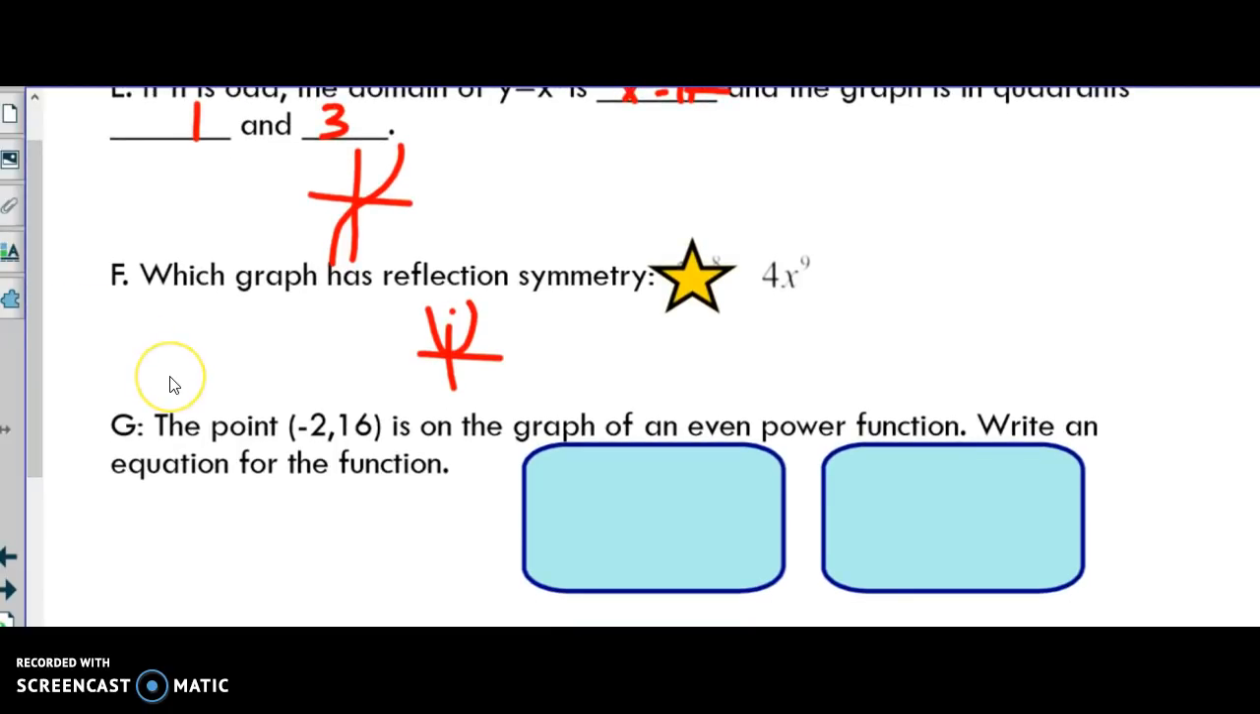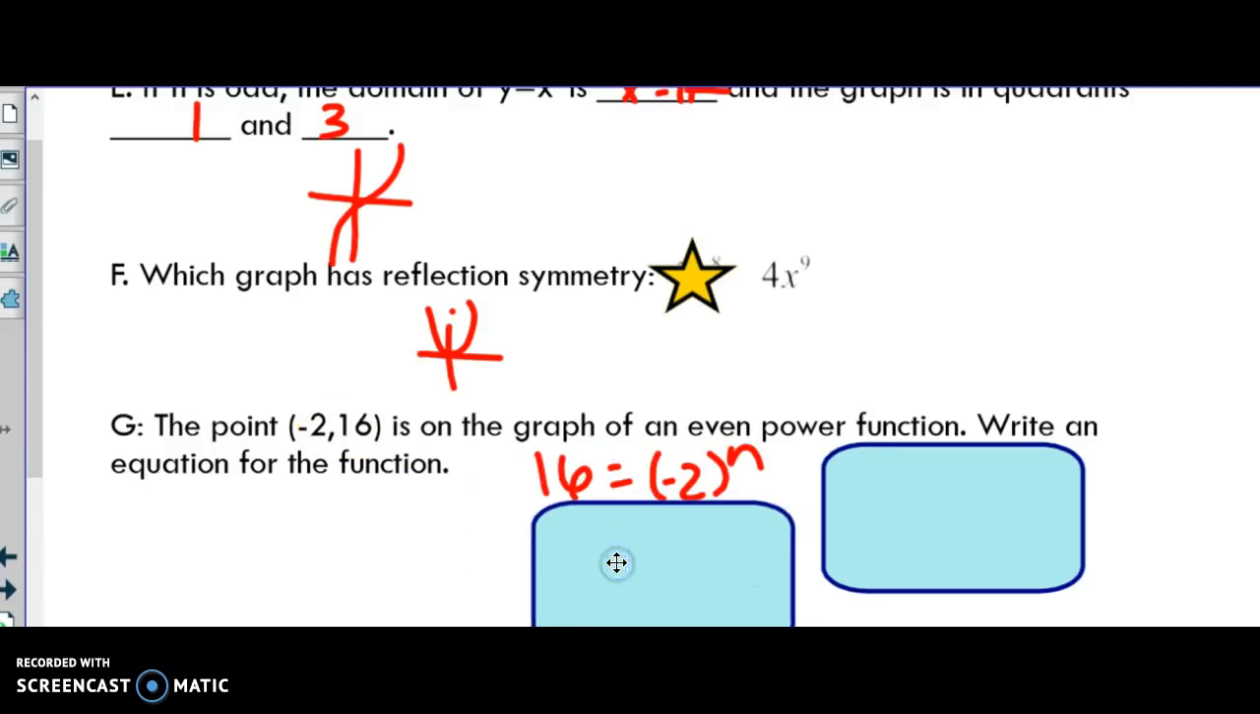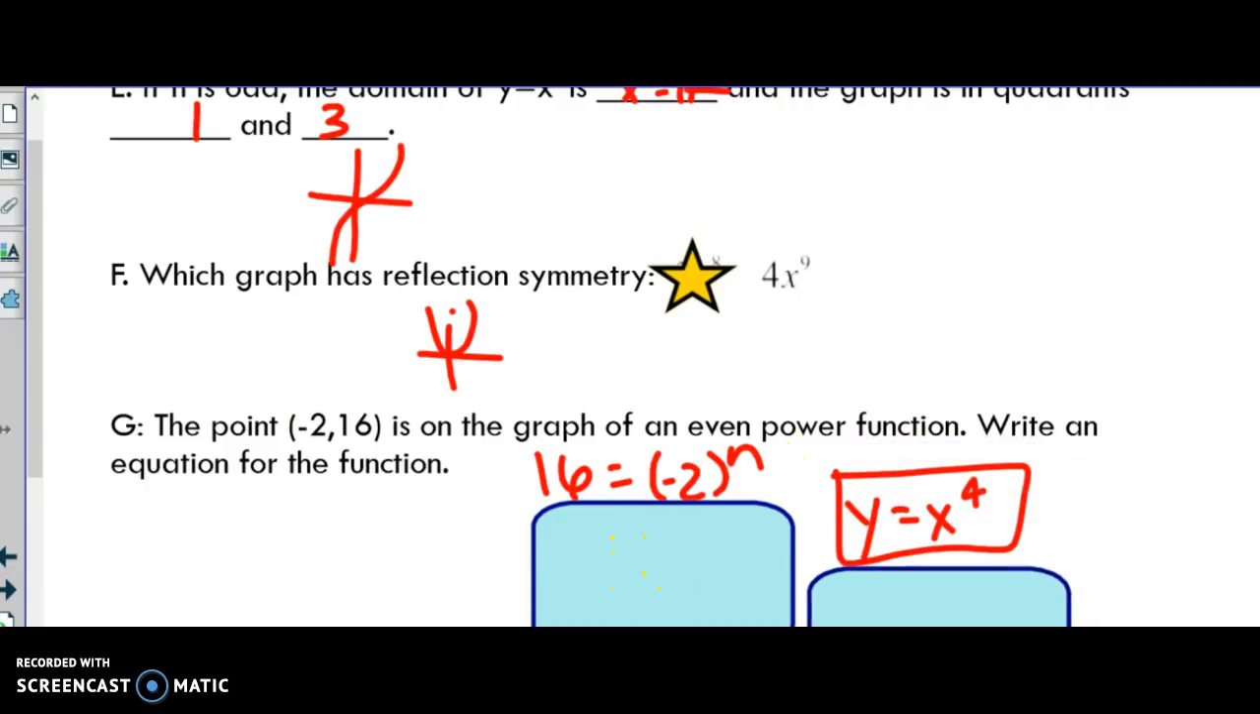And last question, something similar to letter C. The point (-2, 16) is on the graph of an even power function, write the equation. So if I plug in -2 and 16 for x and y, I would have 16 equals -2 to some power. So that power will be 4. So my final answer will be y equals x to the 4th. So that covers section 7.1.